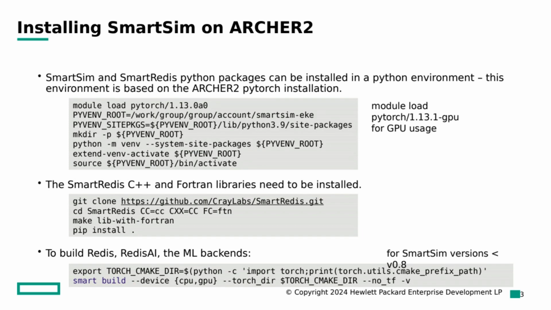And then setting up these Python environment variables, so pyenv-root and the site packages. And then once you've got this, you can build your own environment and activate it. And then your PyTorch is available. And then you can also go and pip install SmartSim and SmartRedis from the GitHub repos.